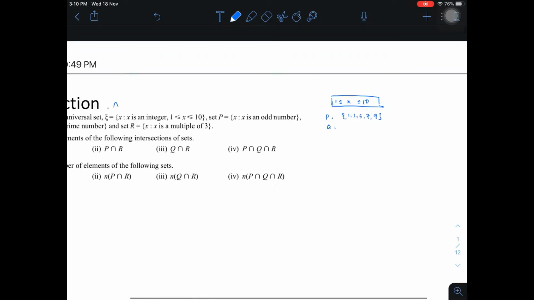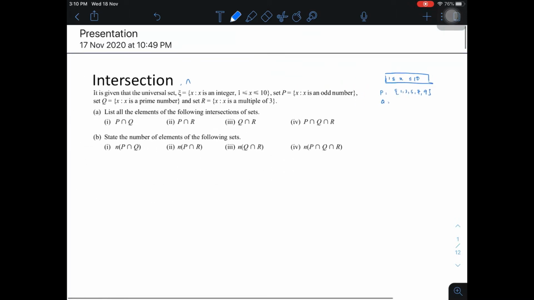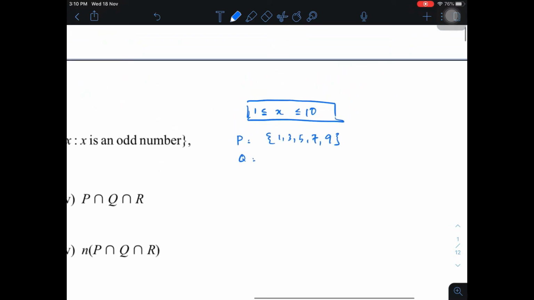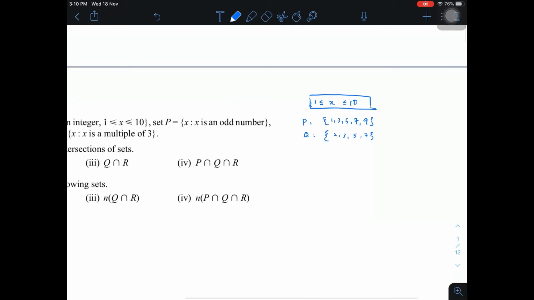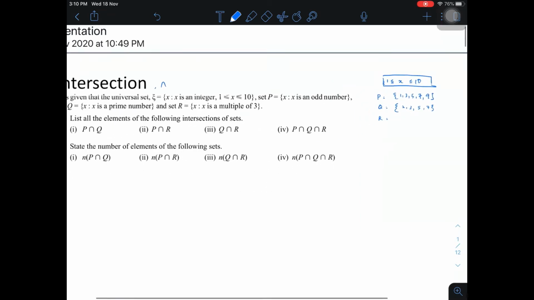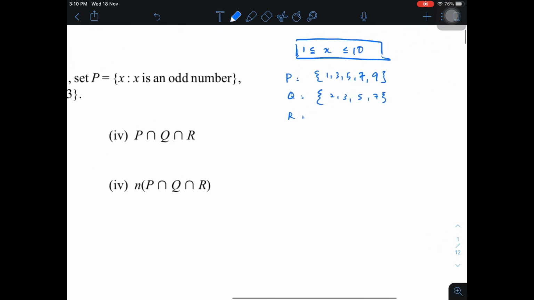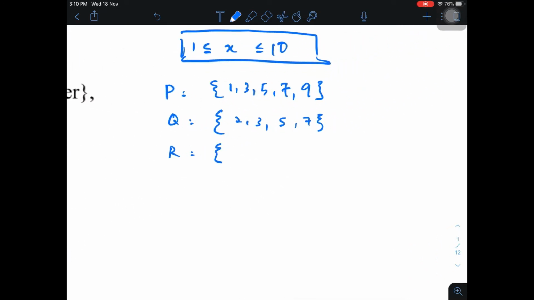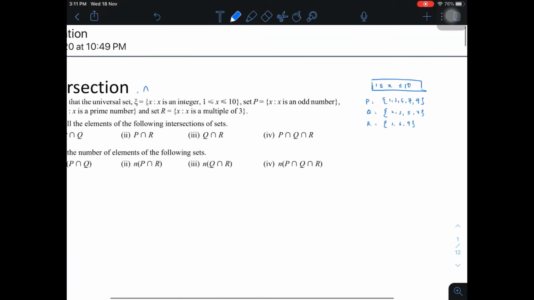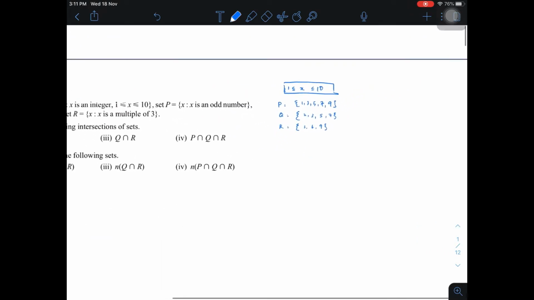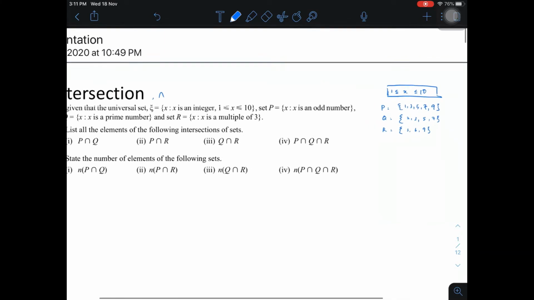And then we'll go for Q. Set Q, we say X is a prime number. So what are the prime numbers between 1 and 10? That would be 2, 3, 5, 7. Right, we got that down, and we will go for R. R says that X is a multiple of 3. So what are the multiples of 3 between 1 and 10? That would be 3, 6, 9. So we have already listed P, Q, R, and the limit, which is the universal set.